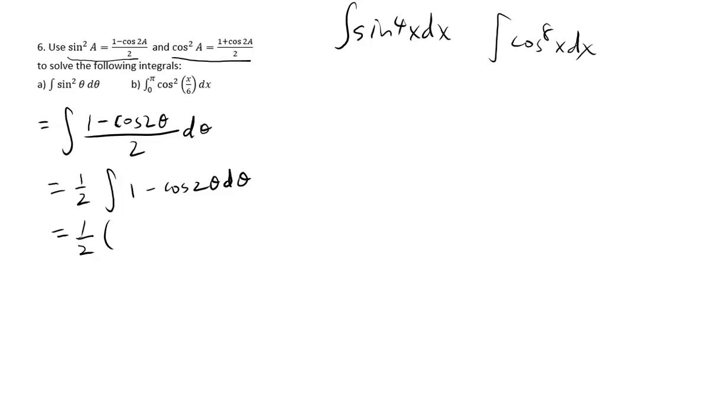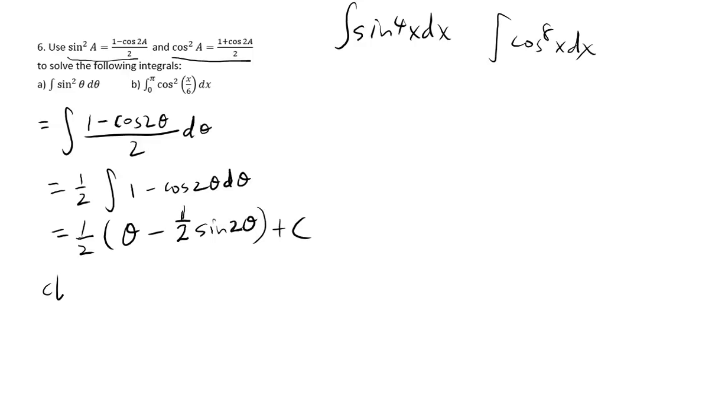If you integrate 1, that gives you theta. Integral of cosine is sine, but then because of the chain rule, if you differentiate sine 2 theta, it's not going to be cosine 2 theta, it will be 2 cosine 2 theta. So to get rid of that 2 when you differentiate, you should put a 1/2 in front.